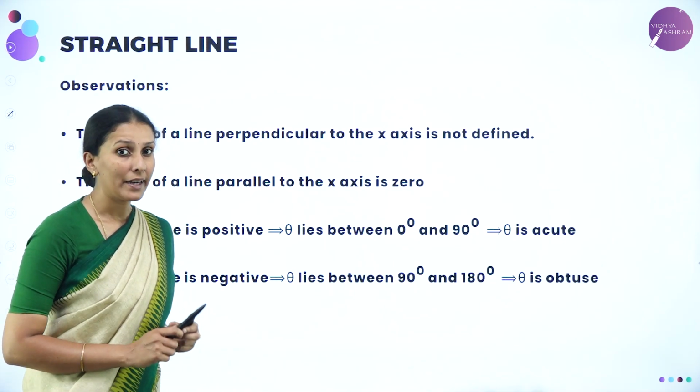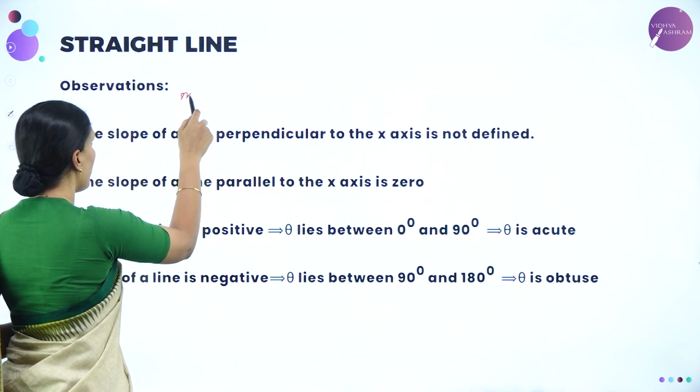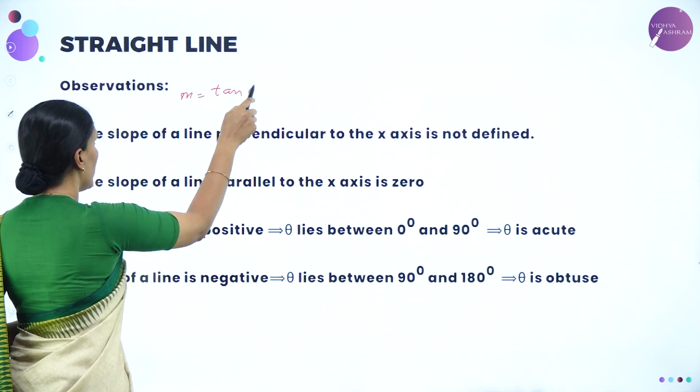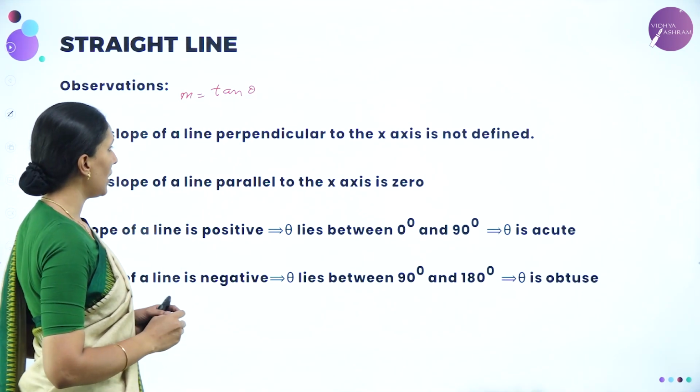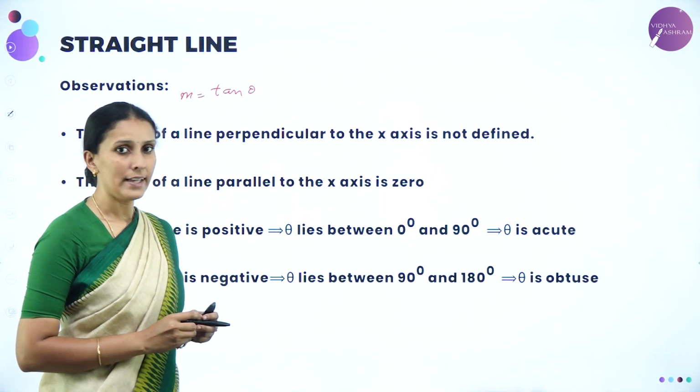Now let us find the observations according to the formula m is equal to tan theta. The first point says the slope of a line perpendicular to the x-axis is not defined.